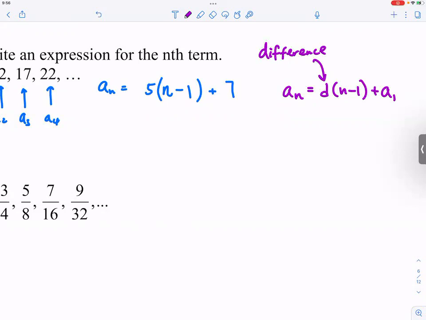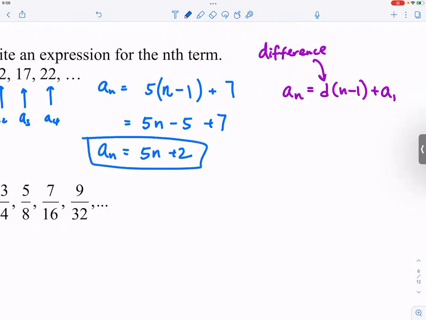But now you always want to simplify the equation. So after you get the equation right here, you want to multiply it out so that you have 5n plus 2. All right, so a little bit simpler. That would give you the nth term equation. Okay, but the generic equation, it's over there in purple on the right.